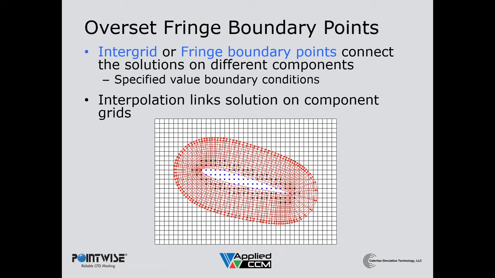Once we have the holes, the next step is to identify the intergrid boundary points, or as we call them, fringe points. These are the locations that are new boundary condition points that will couple the solution between the different component grids. The flow solver will see a specified value boundary condition at the fringe points, and that specified value will be provided by interpolating the solution on a different component grid that overlaps the fringe point.